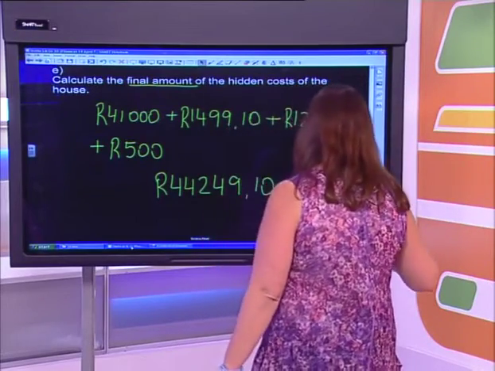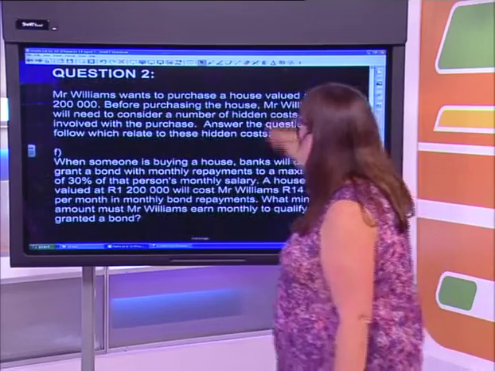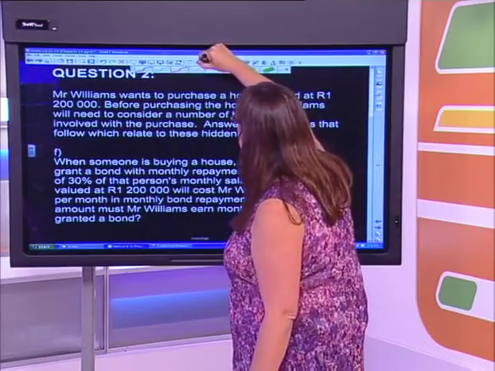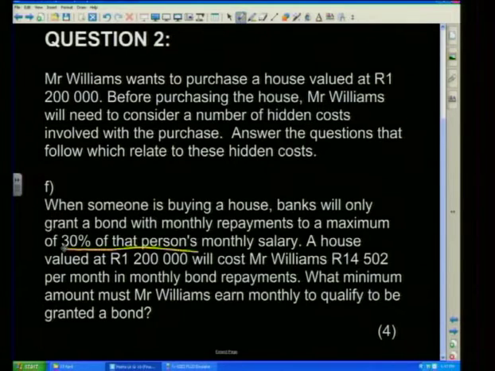Let's see what the next part of our question says. Yay. A lot of words to this one, so let's read it carefully. So we're still dealing with Mr. Williams. Now, if someone is buying a house, the banks will only grant a bond for a monthly repayment to a maximum of 30% of that person's monthly salary.